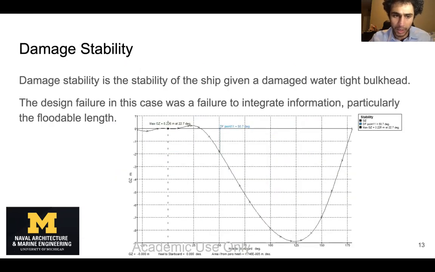Damage stability. So damage stability is the intact stability curve given a damaged watertight bulkhead. And as I've been saying this whole presentation, because I didn't integrate the floodable length, this ended up failing pretty dramatically. And you can see that this is a really bad GZ curve. It's a very bad righting arm curve because the maximum righting arm is a very, very low 0.226 meters.